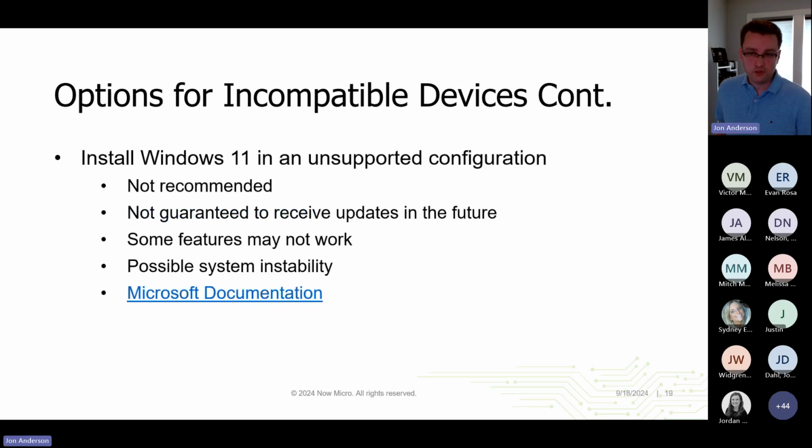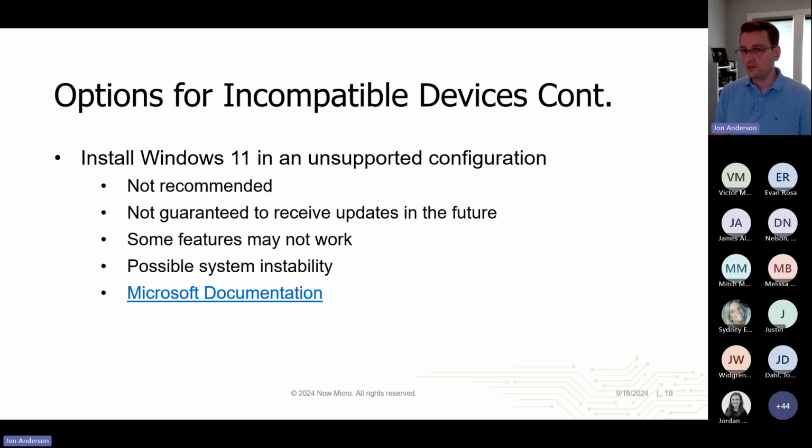And finally, your last option is just to run Windows 11 in an unsupported configuration. This is definitely not recommended, as there are a lot of caveats here. Microsoft has said that for Windows 11 in an unsupported configuration, they're not going to guarantee that you'll continue to receive updates in the future. Some of the features of the operating system just won't work, things that require TPM, for example. And you might have possible system instability, so crashes, that type of thing, and Microsoft is not really going to do a whole lot to help you with that.